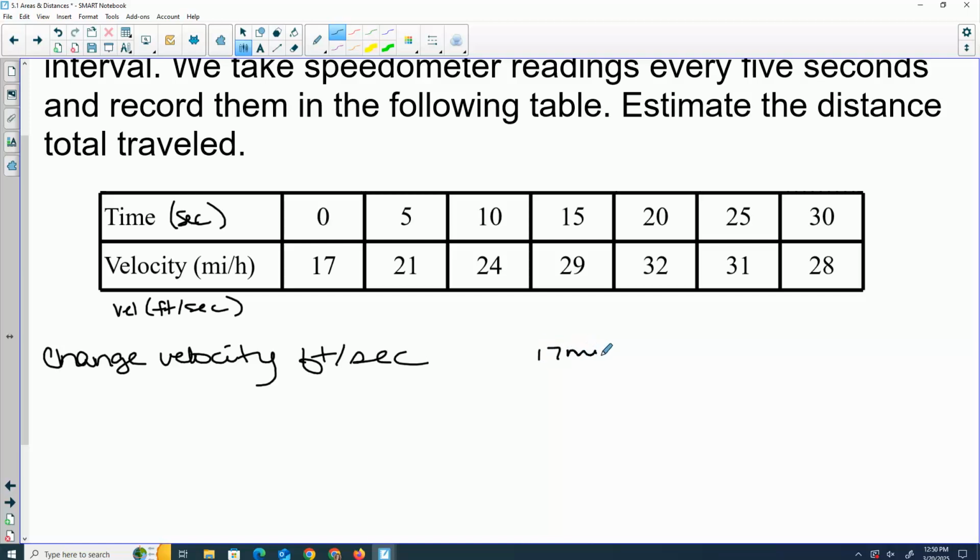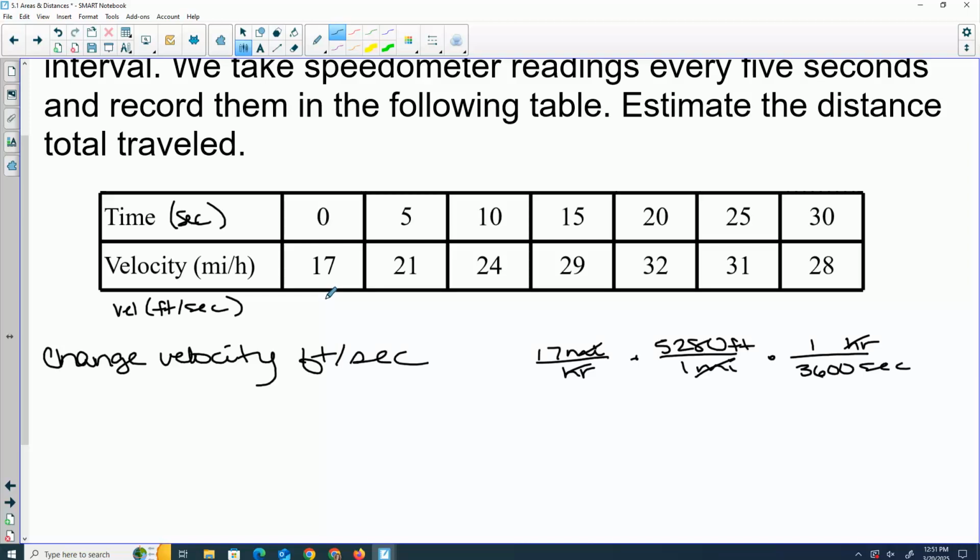So 17 miles per hour. If you want to change that into feet per second, there's 5,280 feet in 1 mile. How many seconds are in an hour? 3,600. So for each of these numbers, to convert it, you take it times 5,280 and divide by 3,600. And we'll just round to the nearest whole number.